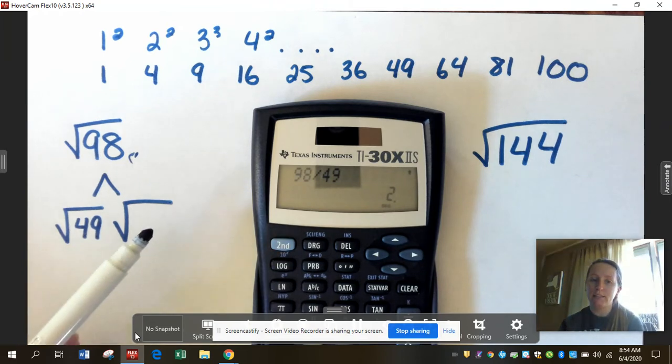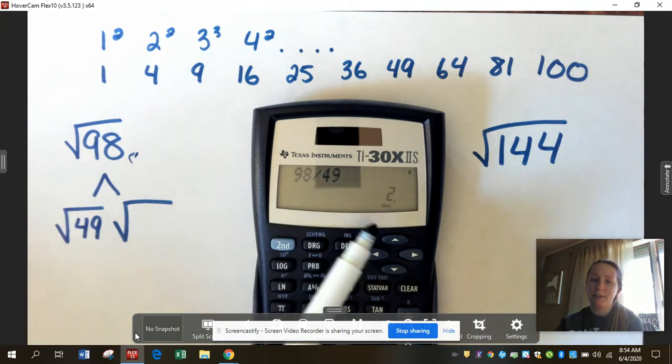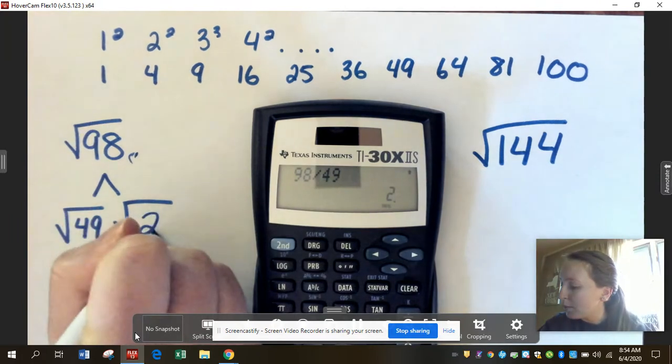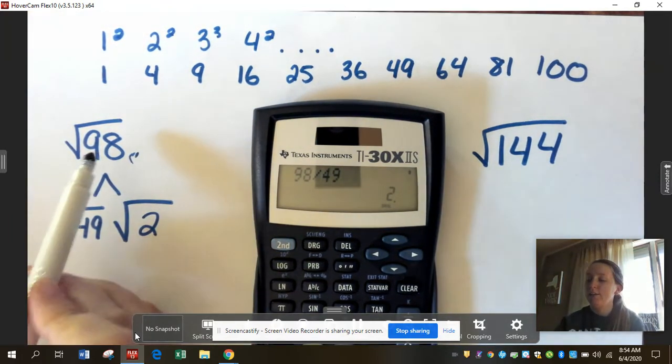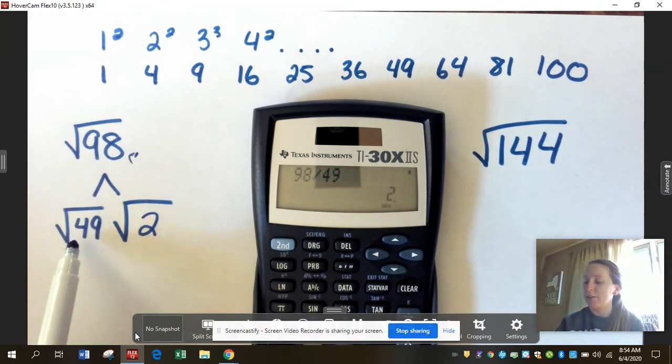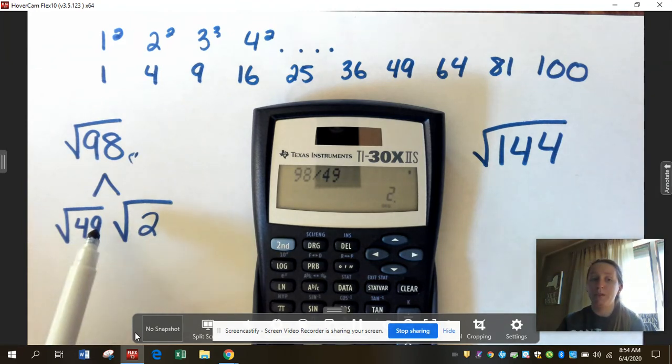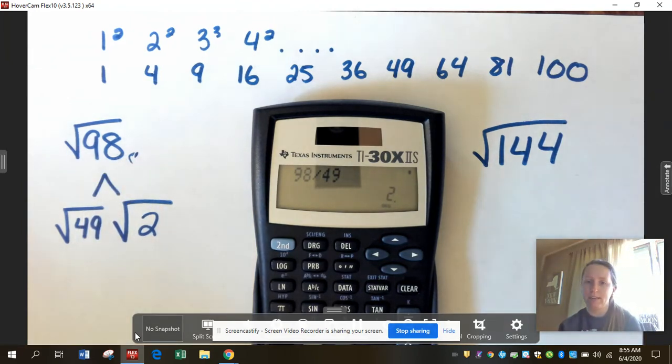Now what goes into the second square root? 98 divided by 49 gives me 2. So that's what I'm going to put there, a 2. So again, square root of 98 is going to be broken down into the square root of 49 and the square root of 2, because 49 times 2 gets you 98.